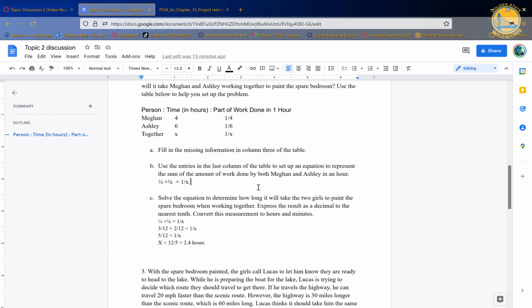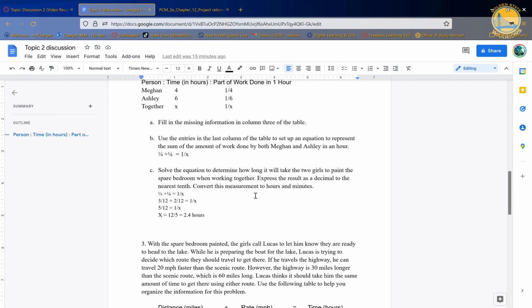Now, use the entries in the last column of the table to set up an equation to represent the sum of the amount of work done by Megan and Ashley in an hour. And that's pretty easy. It's 1 over 4 plus 1 over 6 equals 1 over x. And C, solve the equation to determine how long it will take the two girls to paint the spare bedroom when working together. Express the result as a decimal to the nearest tenth. Convert this measurement to hours and minutes.